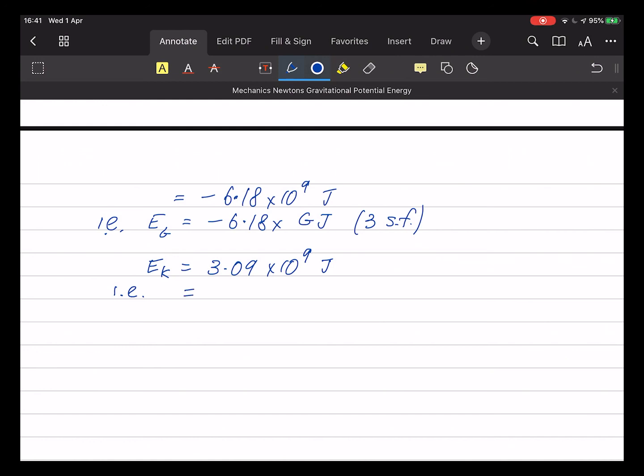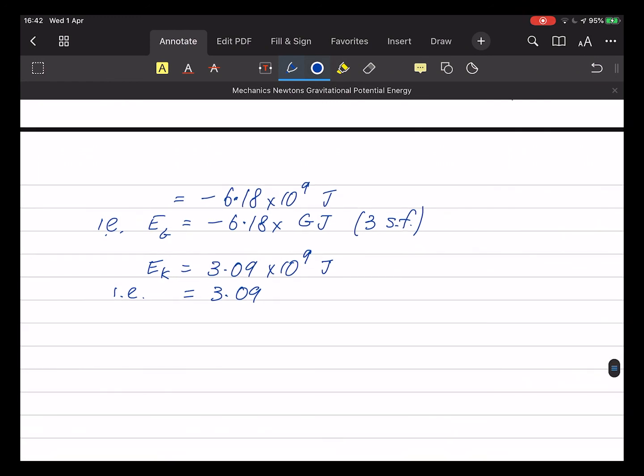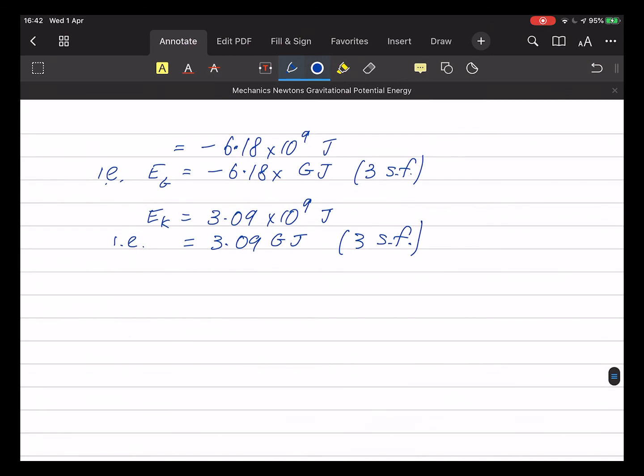I feel the need to appease engineers. 10 to the 9 is giga. Don't waste time doing this in an exam, by the way. Just give it in scientific notation. 3.09 gigajoules. All right.